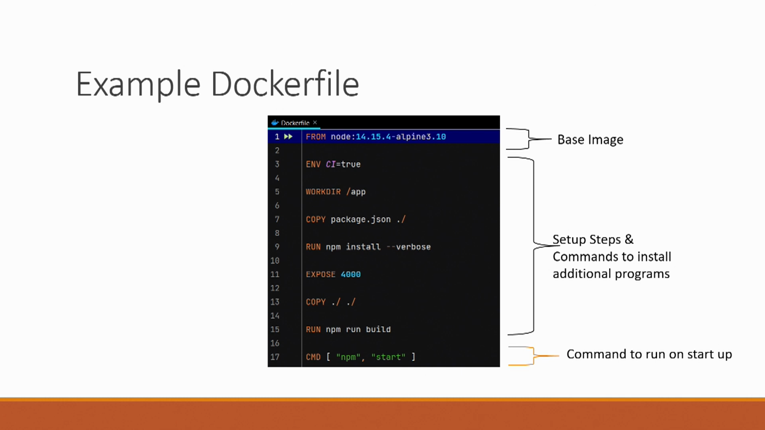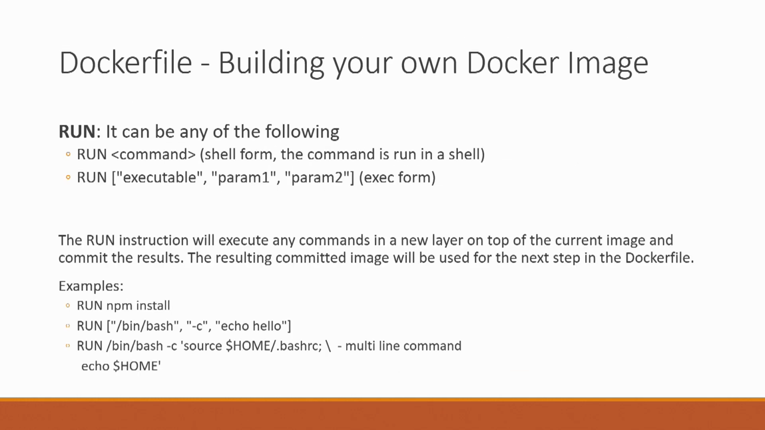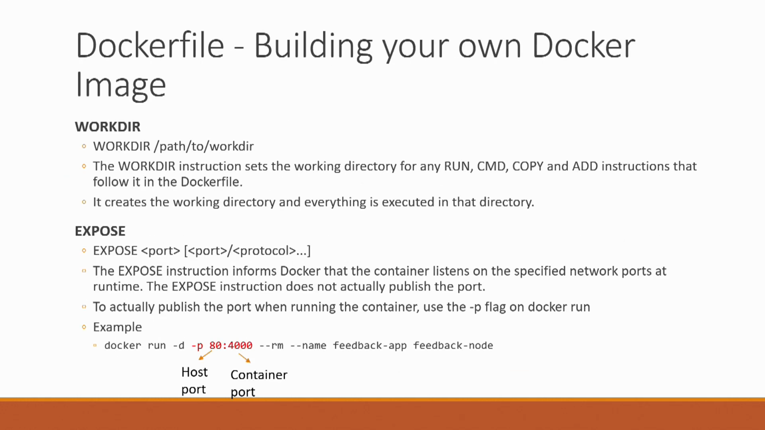We all know what a working directory is now. Like if you do pwd, it means print working directory. We all know that, right? So this WORKDIR is like setting for the image, make this /app the working directory of my image. So WORKDIR sets the working directory for any RUN command, COPY command, or ADD command that follows in the Dockerfile. It creates the working directory, and everything executed will be in that directory. So all the commands I execute will be based on that working directory.